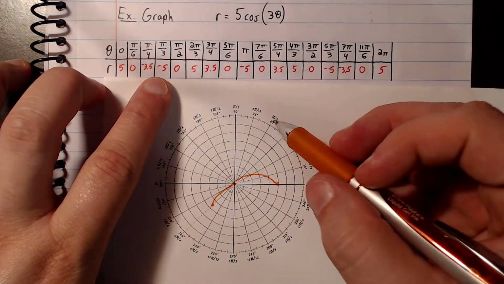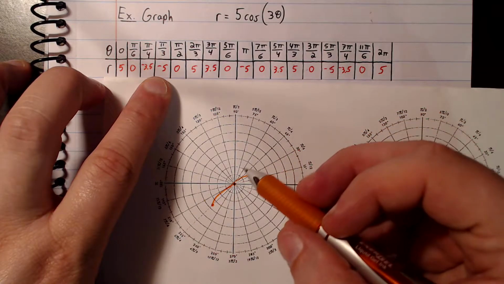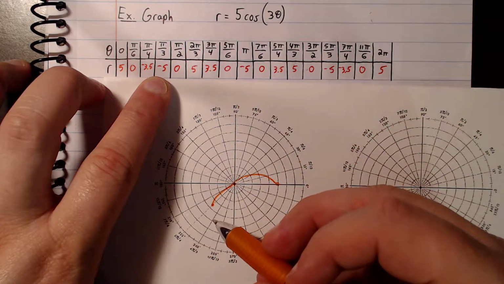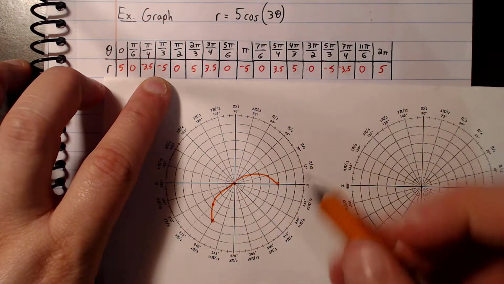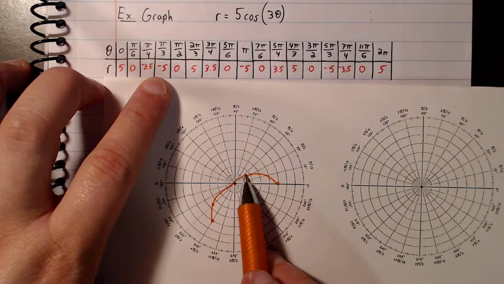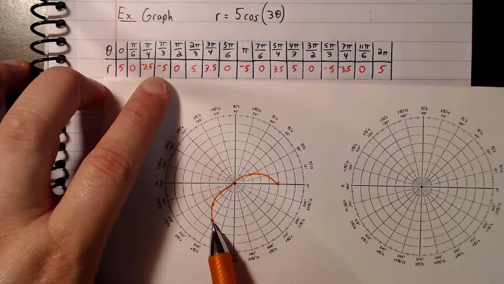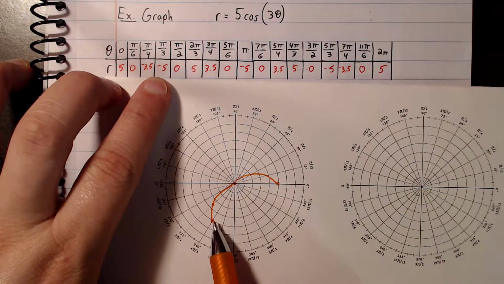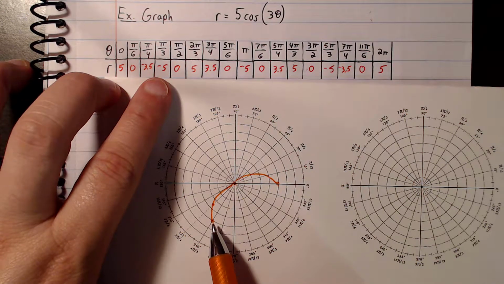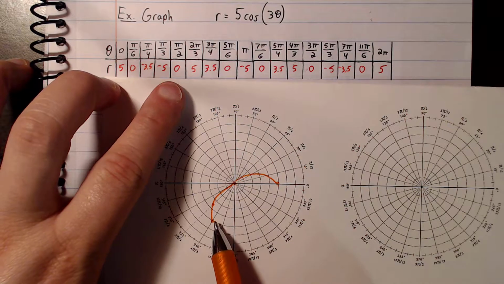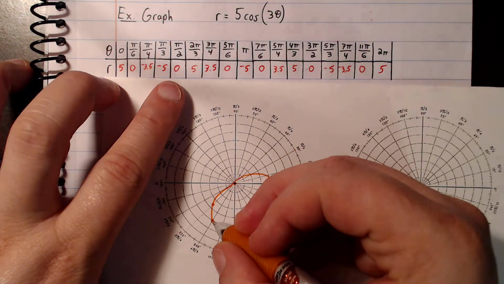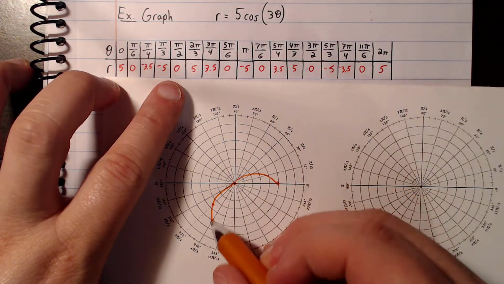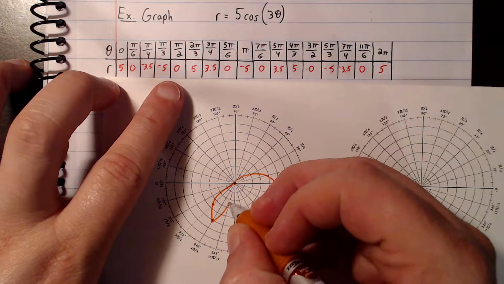Pi over 3, we're at negative 5. So we're following this. We're going out to 5 right here. So here's what's happening, right? It's kind of going like this, and then comes through to 5. And then all of a sudden, at pi over 2, it jumps back to 0 right here. So we can kind of see what's happening, right? This thing's kind of going like this.